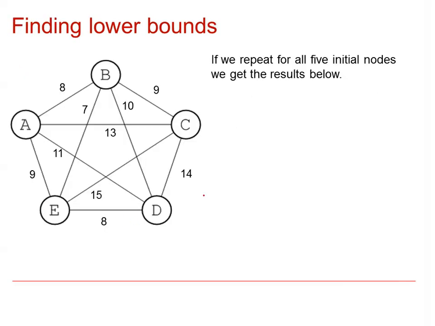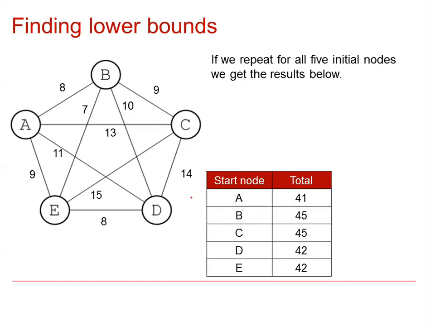So if we repeat for all 5 nodes, we've already done A and B, we would need to also do it for C, D and E. We would get the results below. Now it's worth at this stage pausing the video and trying for yourself to get a lower bound for node C and for D and for E using the algorithm. So as we can see, we've got 3 unique answers for the lower bound. And we know that what we really want is the greatest lower bound. So the greatest lower bound for this problem is 45.